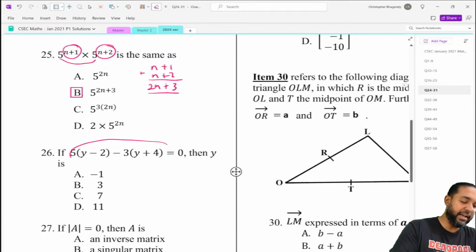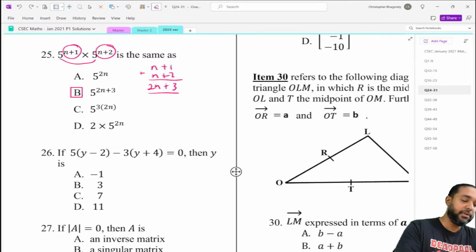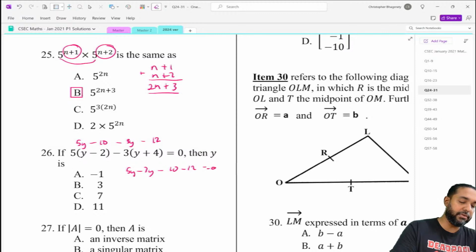We saw something like this in the previous paper. It wasn't the same, it was different. So here, I don't think we have a choice but to expand via distributive law. 5 by y is 5y. 5 by minus 2 is minus 10. Minus 3 by y is minus 3y. Minus 3 by 4 is minus 12. So we have 5y minus 3y minus 10 minus 12 equal to 0. 5y minus 3y is 2y. Minus 10 minus 12 is minus 22. To solve for y, we add 22 to both sides and then divide by 2. So we indeed get 11.